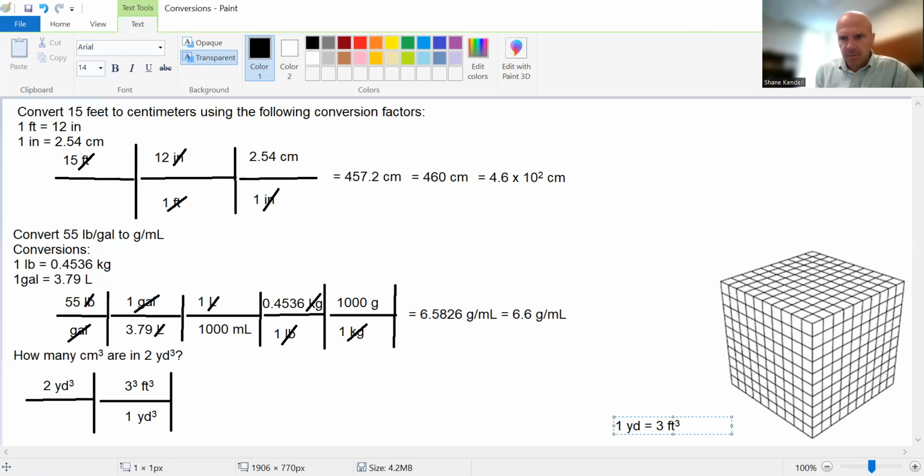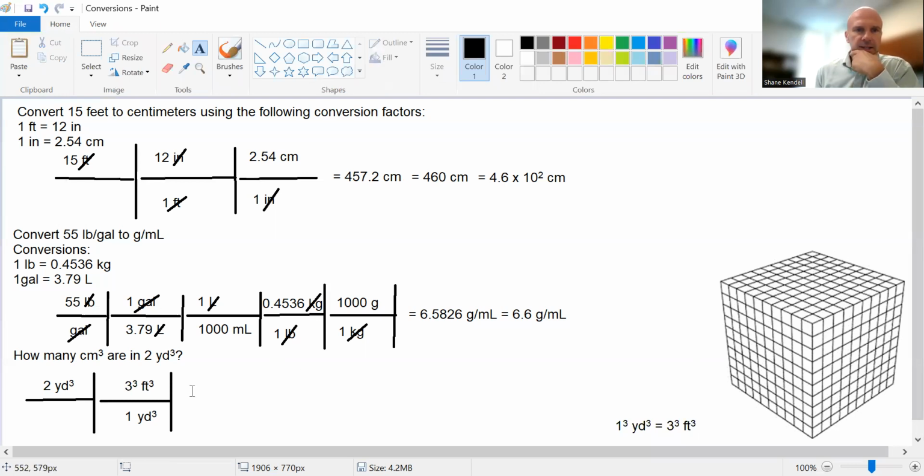So I'd cube the feet, I'd cube the 3, I'd cube the yard, and I'd also cube the 1. So you cube everything. But 1 cubed is just 1 times 1 times 1, which is just 1. So I've sort of left it off in the conversion here. That's sort of why it's not there, but you could put it there if you wanted to, but it's not really needed.